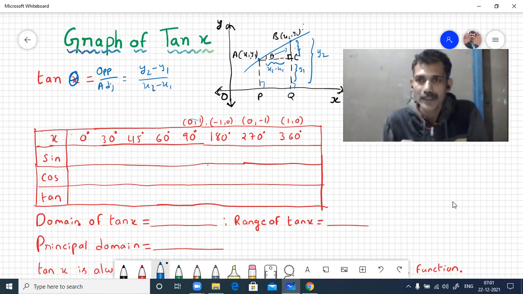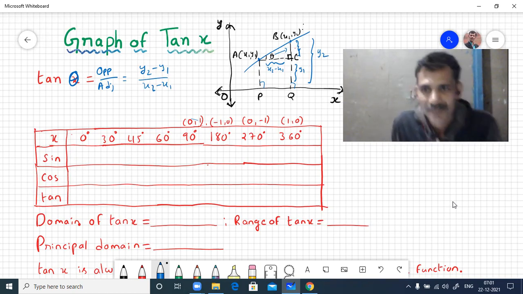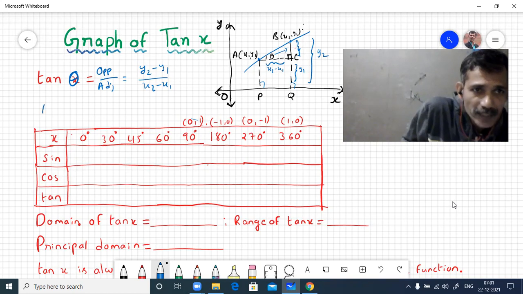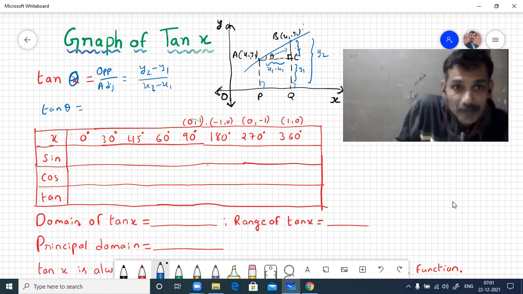Not only in coordinate geometry, this is the rate of change. This will be used in differentiation. The purpose of differentiation is to find the slope. Okay. And also see, tan theta can be described in terms of other trigonometric ratios, like sine theta upon cos theta.